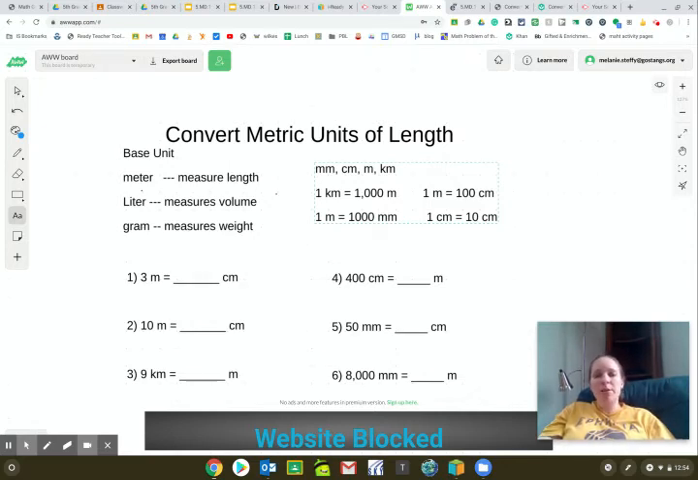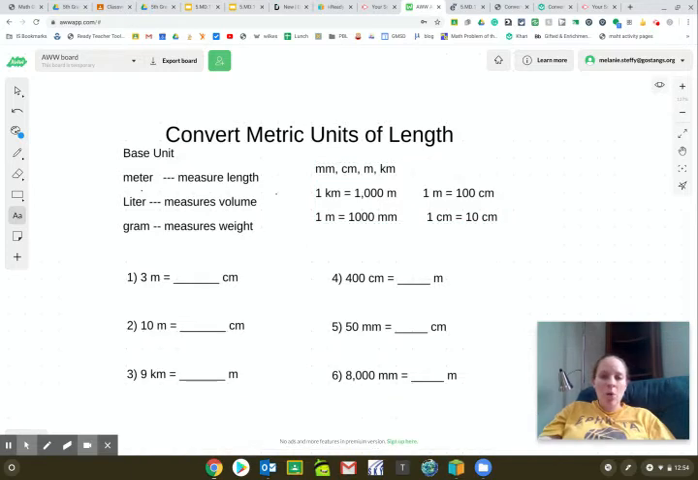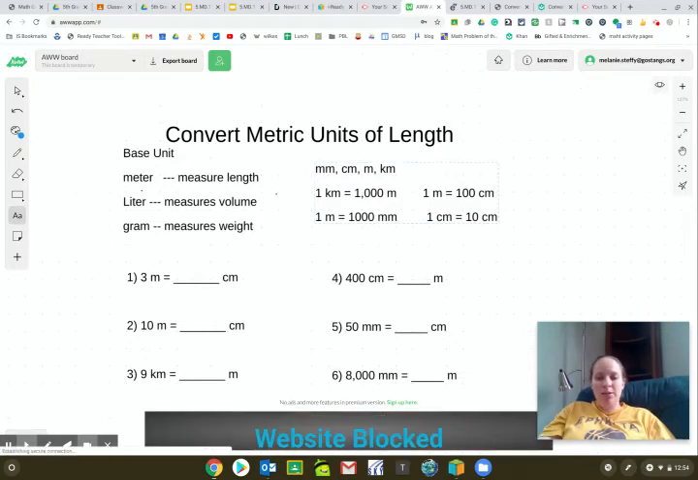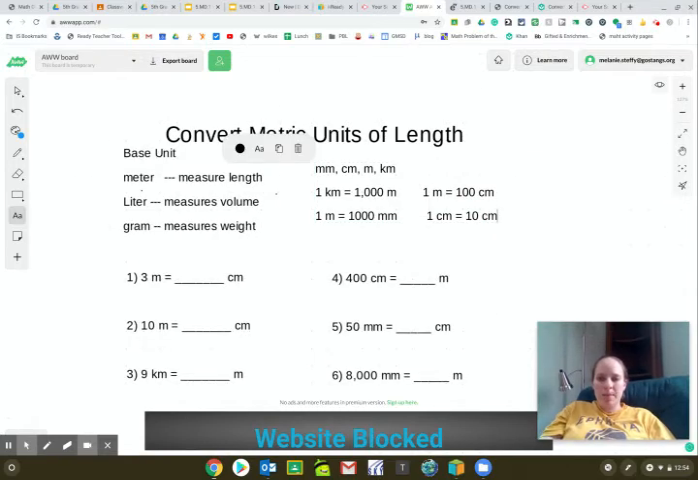So 1 kilometer is equal to 1,000 meters. 1 meter is equal to 1,000 millimeters. 1 meter is equal to 100 centimeters. And 1 centimeter is equal to 10 millimeters.